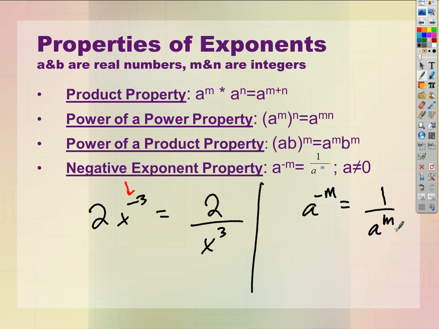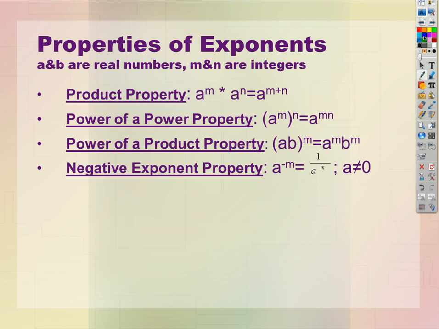Okay? Now, the other thing this can do is if I have something like 2 divided by x to the negative 4. If I have a negative exponent on the bottom, what do you suppose that means? Push it up to the top. Positive on the top, right? It's always going to be positive in the other part of the fraction from where the negative is.